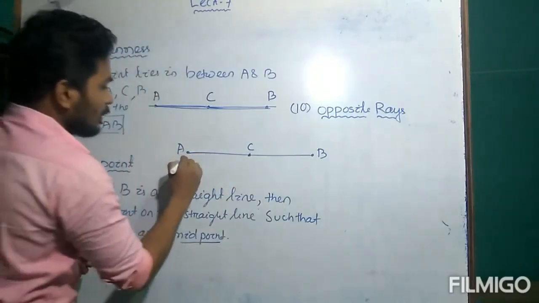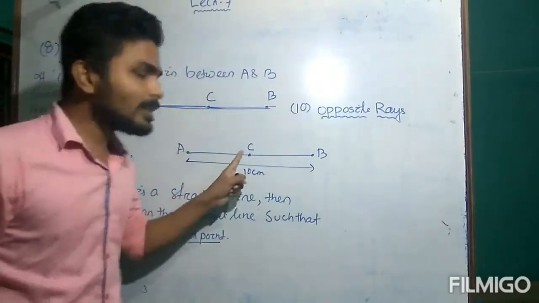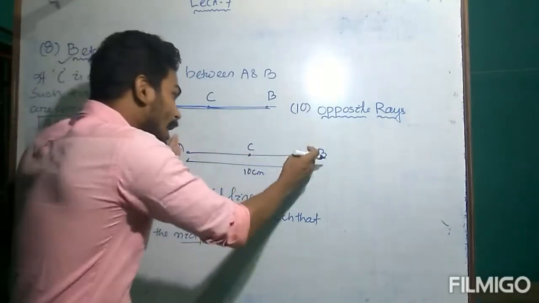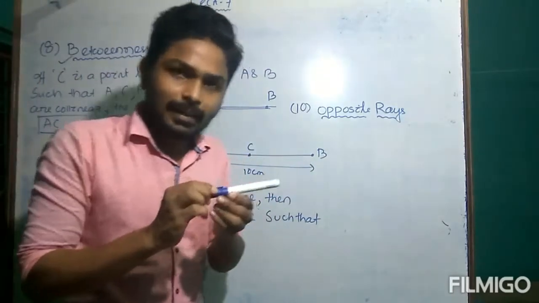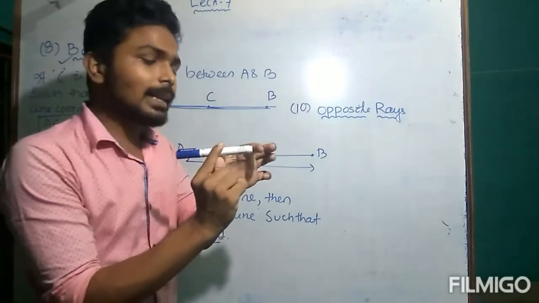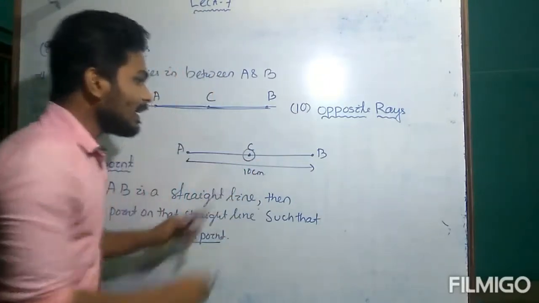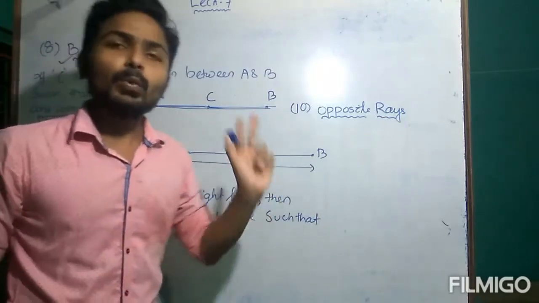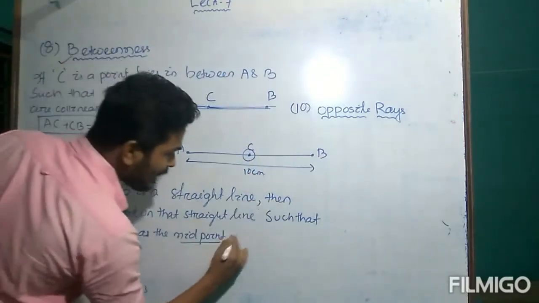Understood? Suppose this length is 10 centimeter. Okay, then the point C should lie at which centimeter? Midpoint means this point divides the total segment into two equal halves. If I break this marker at the mid position, then I will get two portions. Then each portion must be equal, right? That means this midpoint bisects or divides the line into two equal halves. Okay, so that C is known as the midpoint.